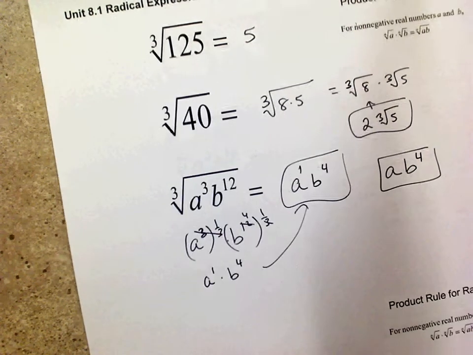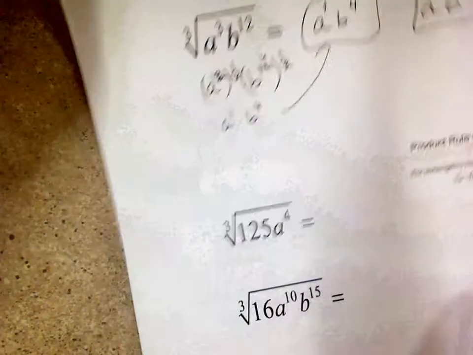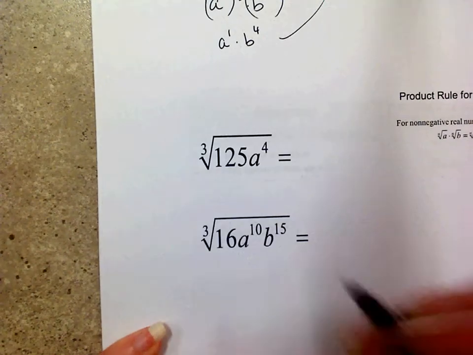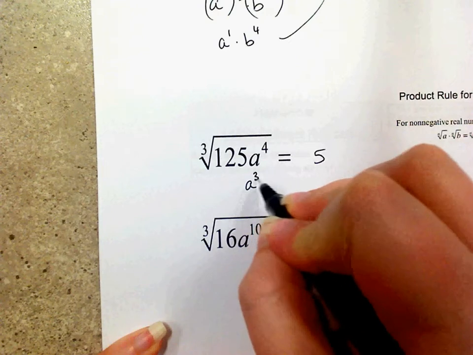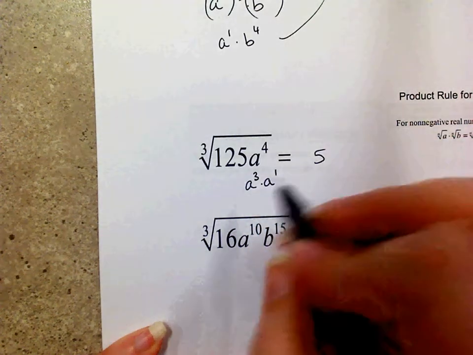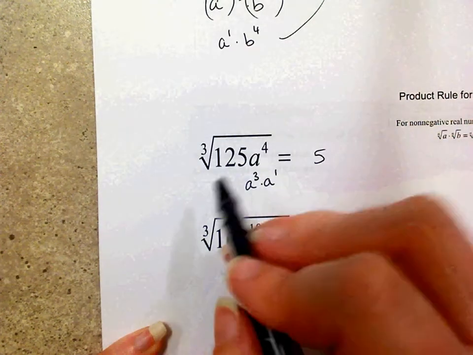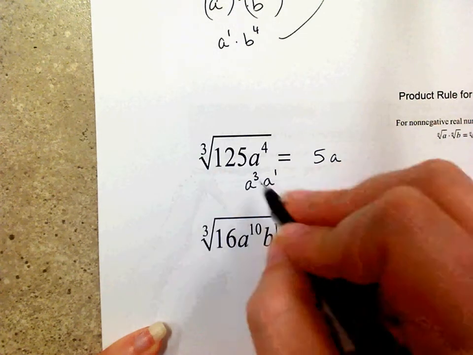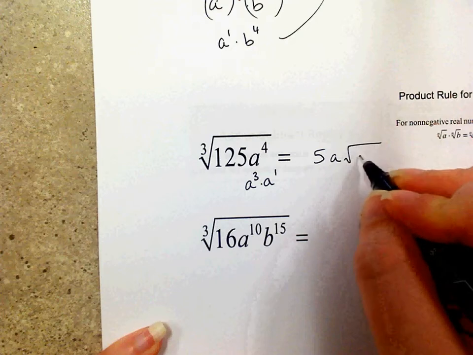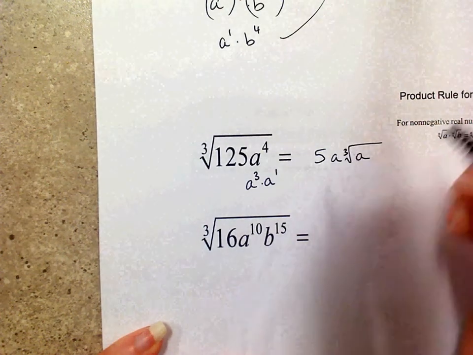Okay? Let's do this one. Cubed root of 125 is 5. A to the fourth, however, I'm going to rewrite as a to the third times a to the first. This is the same thing as that, but this I can take the cubed root of. The cubed root of a cubed is just a. I can't take the cubed root of just a to the first, so there we go.